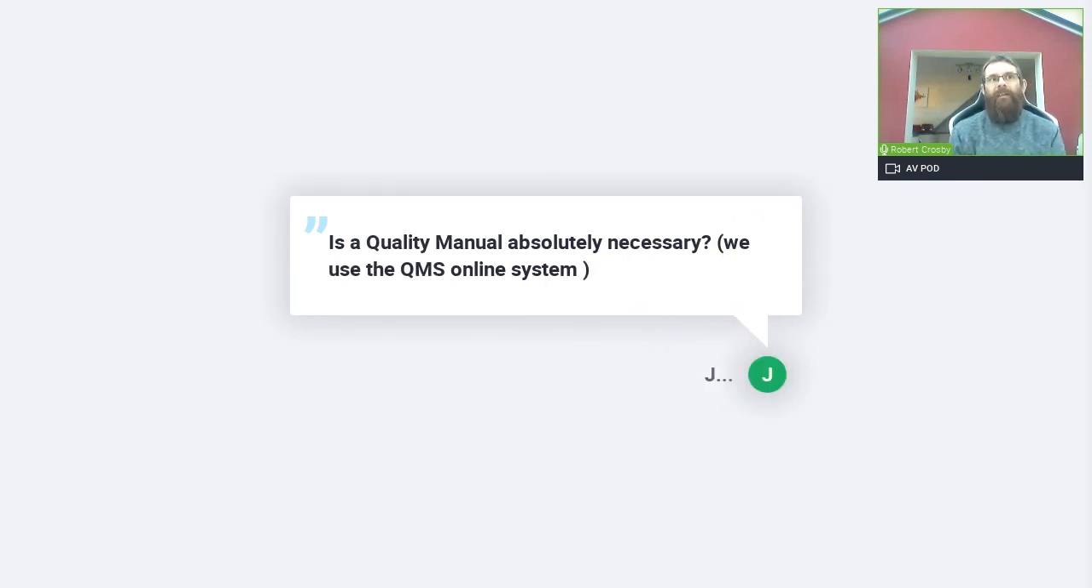Thank you. Is a quality manual absolutely necessary? We use the QMS online system. So, it's a good question. A quality manual is not necessary. It's not mandated by the actual standard itself. However, when you look over the clauses themselves, generally, if you've got a QMS online system or a set of processes in place, those processes will clarify what elements of the clauses those processes are addressing.